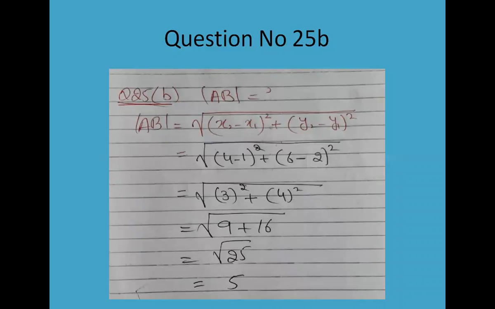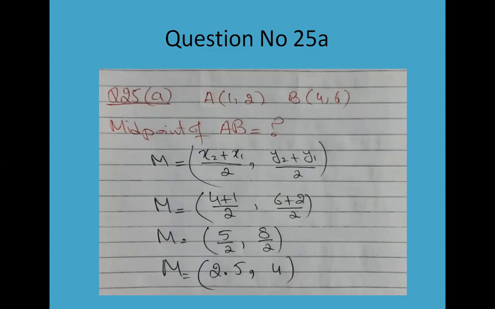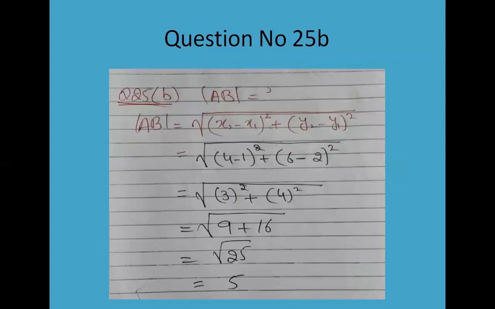Then the next question is find the length of the AB, and I can apply the distance formula. The formula is under root x2 minus x1 whole square plus y2 minus y1 whole square. So we will have 4 minus 1 whole square plus 6 minus 2 whole square. So 4 minus 1, that's 3 square, and 4 square will be 16. So 9 plus 16, that will be 25. And when you take its under root, it will be 5.